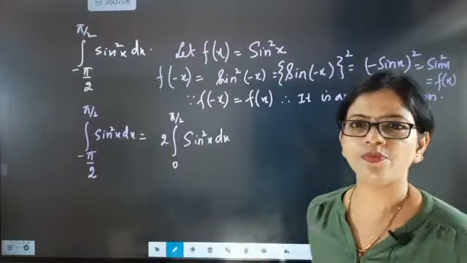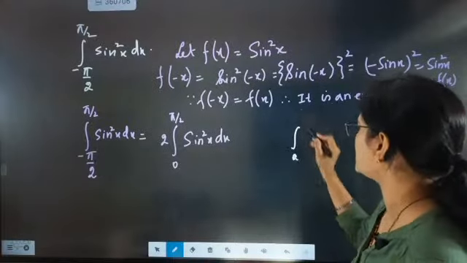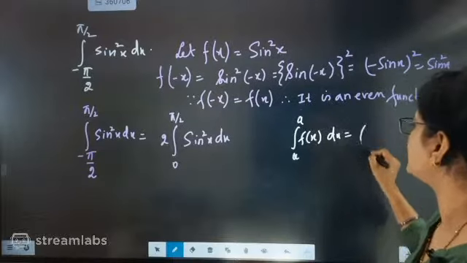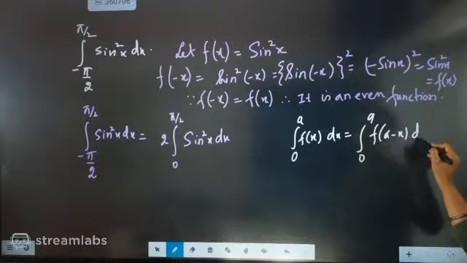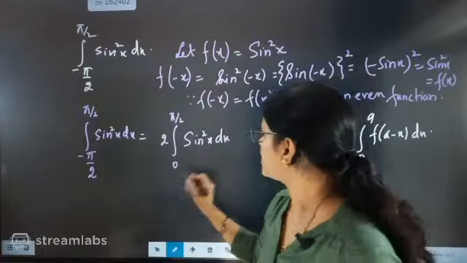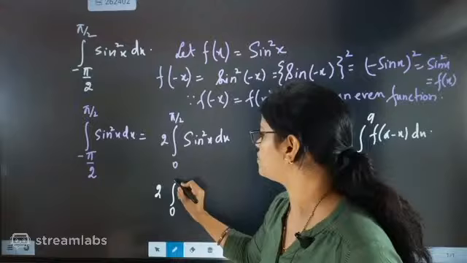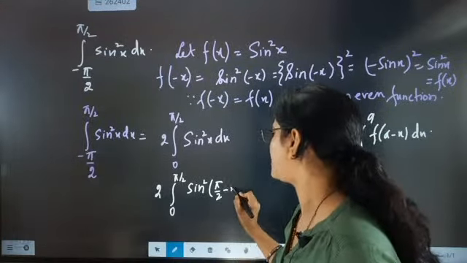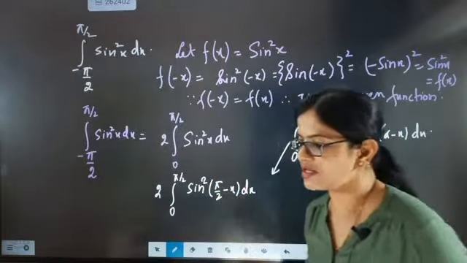So now we are going to apply one property. The property is, since you know that integral from 0 to a of f of x dx can also be written as integral from 0 to a of f of a minus x dx. By using this property, we can solve the remaining part. So I am going to apply this property here. This part is going to become 0 to pi by 2, sine square of pi by 2 minus x dx.